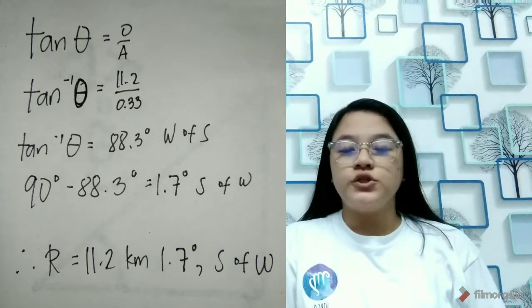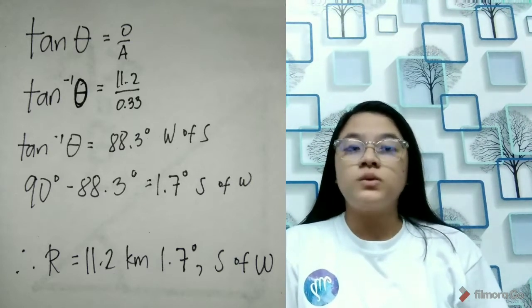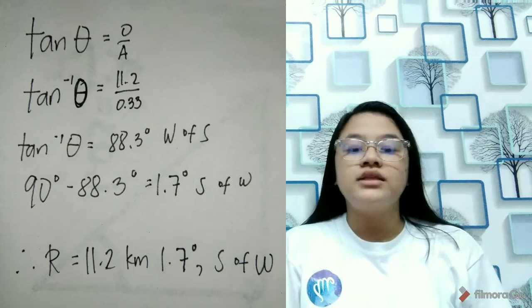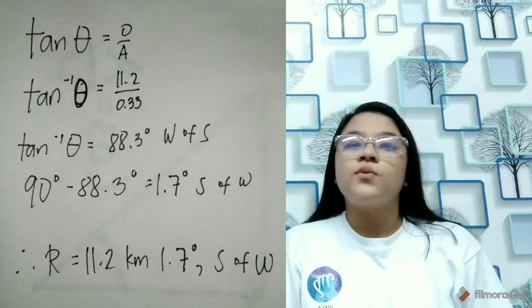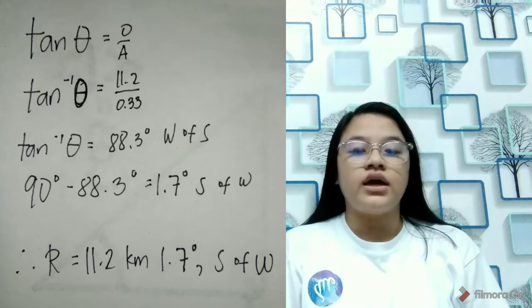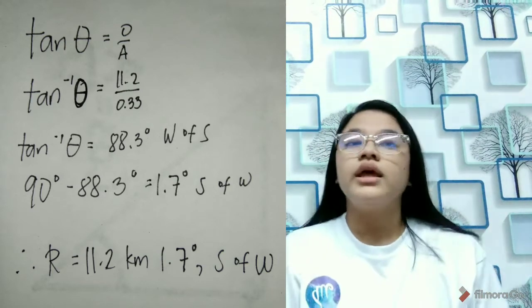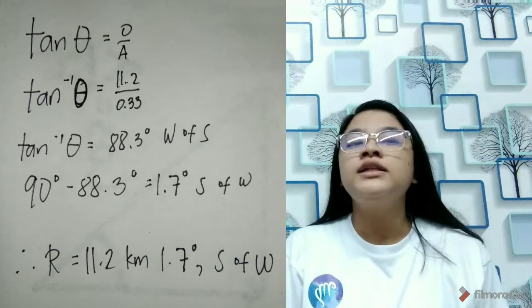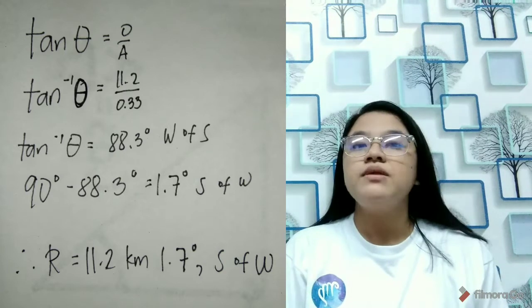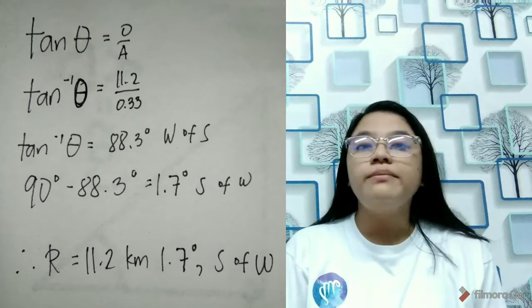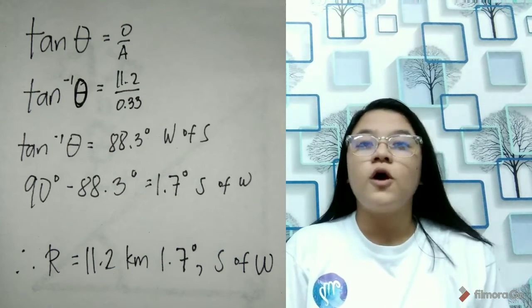For the last procedure, we will now subtract 88.3 degrees from 90 degrees to find the south of west direction. And the final answer is 1.7 degrees south of west. Therefore, our final resultant for this problem is 11.2 kilometers, 1.7 degrees, and the direction is south of west.